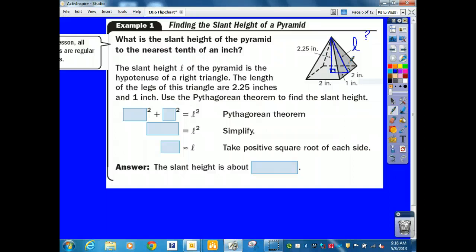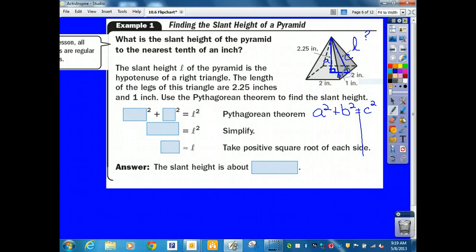Pythagorean theorem. Yes, we can figure that out by a squared plus b squared equals c squared. Because here's my right triangle. The slant height would be what in this situation? The A, the B, or the C? Because the slant height is opposite of the right angle, so it is your C. The other ones are your A and your B. So what is the A and the B in this case?